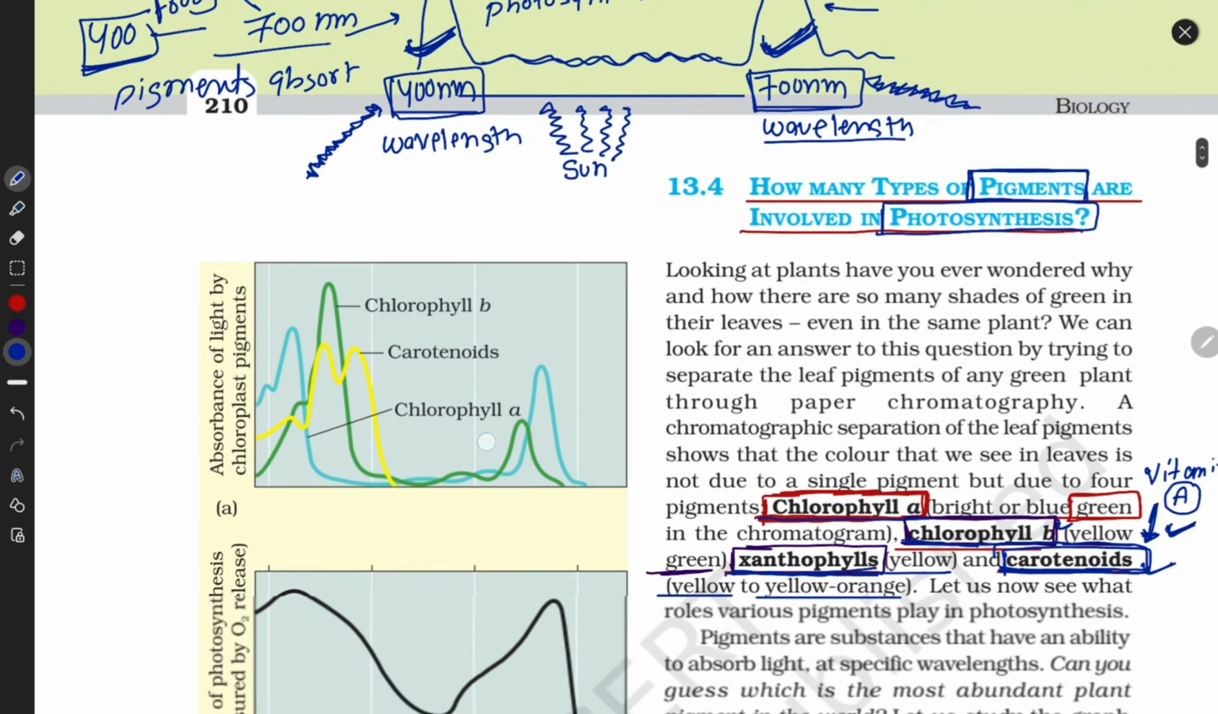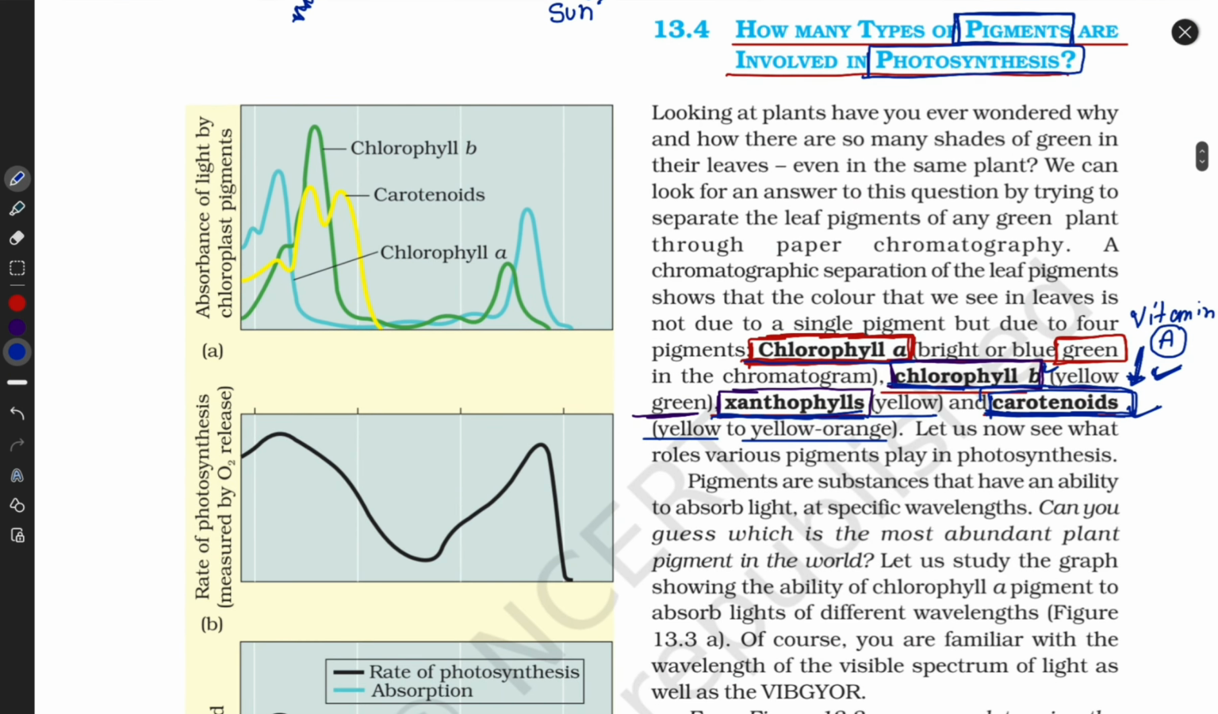Let's discuss the highest absorption of light. Highest absorption of light is done by chlorophyll B. Look at here. Look at their peak. Look at their peak. Look at here. Look at their peak. Highest peak, guys.